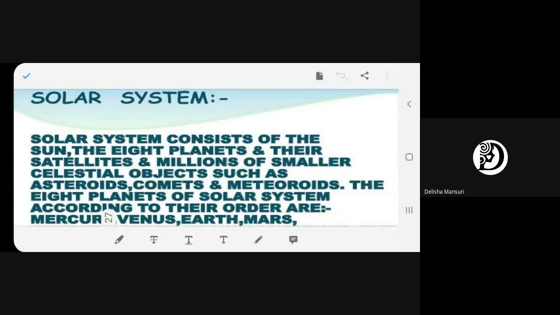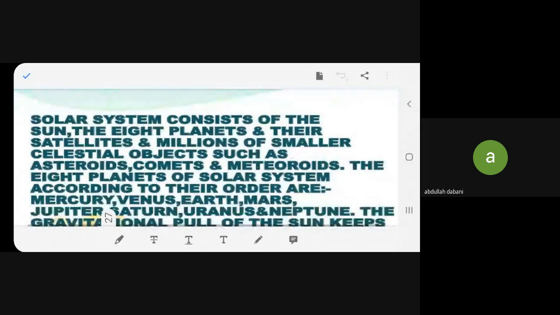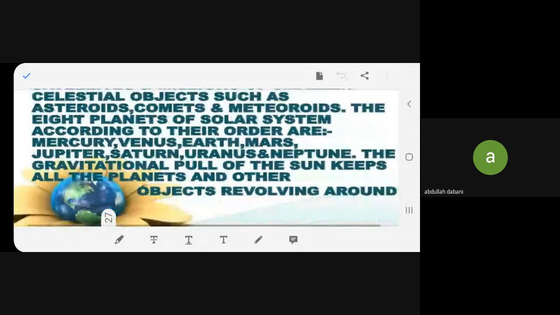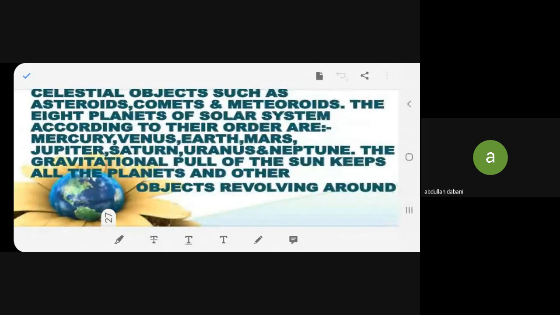Please read. The solar system consists of the sun, the eight planets and their satellites, and millions of smaller celestial objects such as asteroids, comets, and meteoroids. The eight planets of the solar system, according to their order, are Mercury, Venus, Earth, Mars, Jupiter, Saturn, Uranus, and Neptune. The gravitational pull of the sun keeps all the planets and the other objects revolving around.